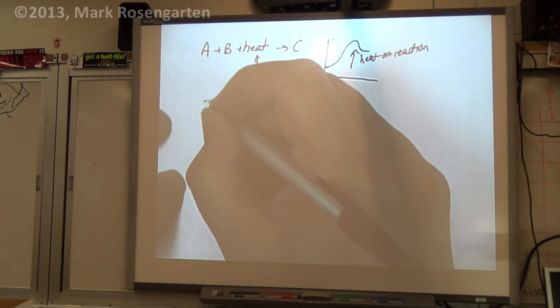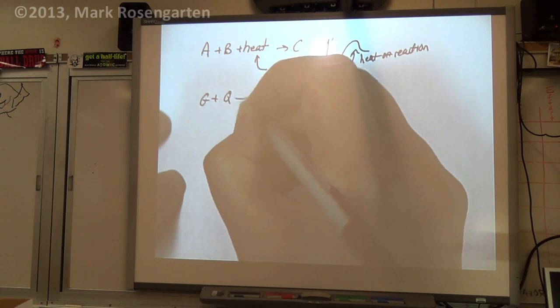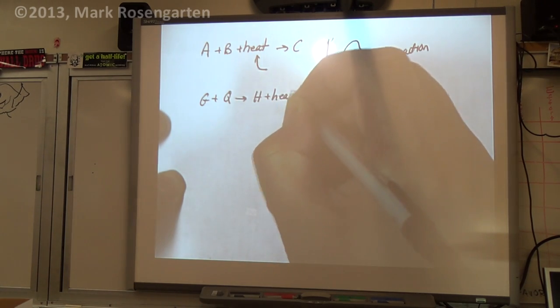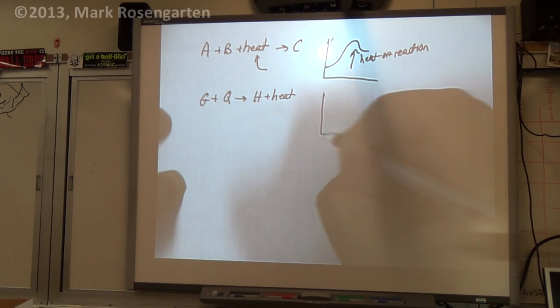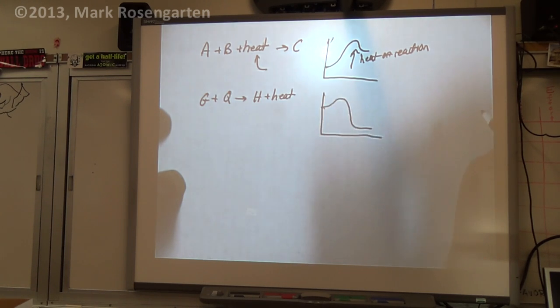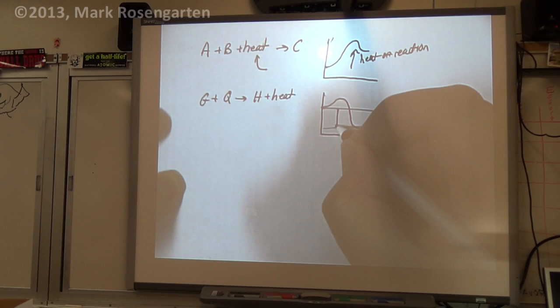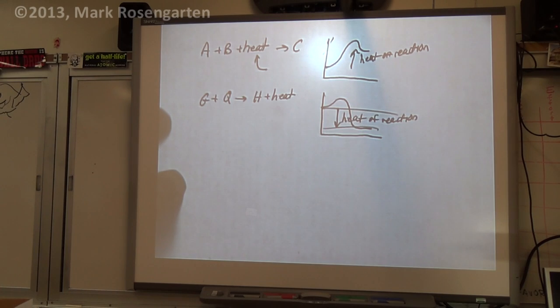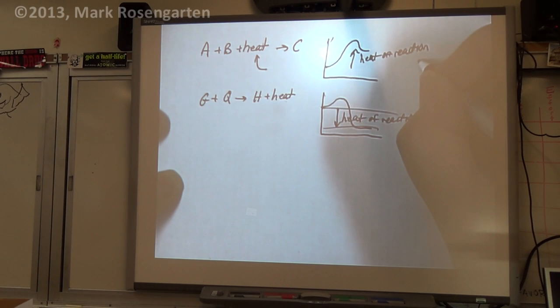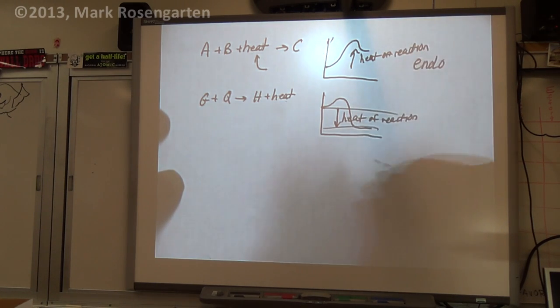If it's like this, G plus Q forms H plus heat, that means G and Q had energy stored in their bonds. It's not stored in H, it's been released. So what it would look like is you'd start off with lots of energy for G and Q, and then H wouldn't have a lot of energy stored in it, and the difference, the amount of heat, would be the heat of reaction. So that would be this heat that's given off. So you can tell in a reaction, if the heat's on the left side, it's endothermic, and if the heat's on the right side, it's exothermic.